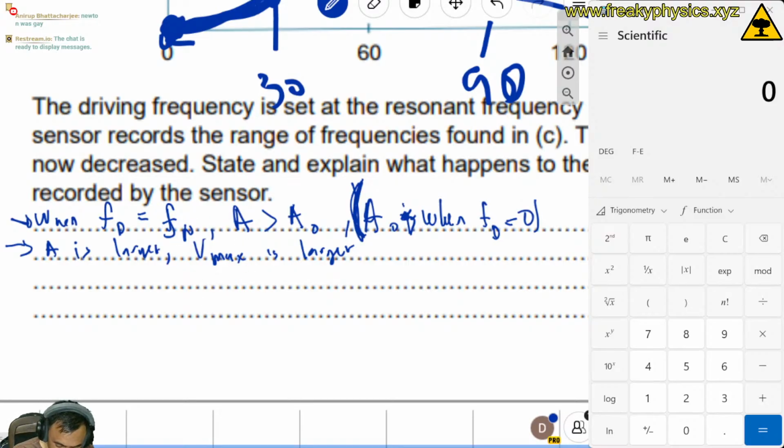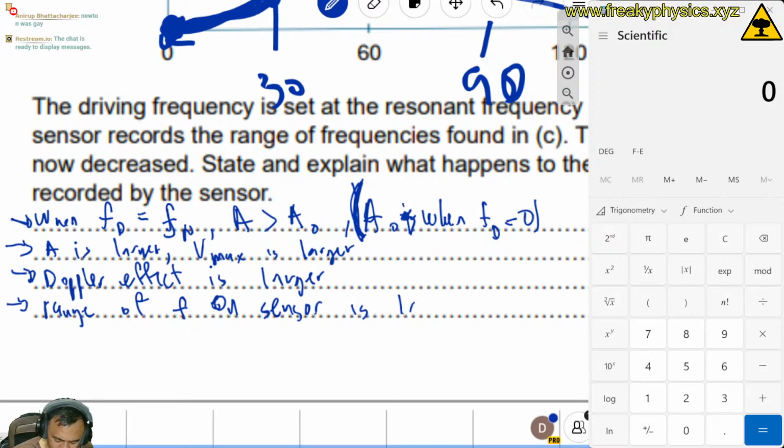Now, because of this, the Doppler effect is larger as well. In other words, what happens to this thing? The range of frequencies is now larger as well. The range of frequencies that the sensor senses is also larger.